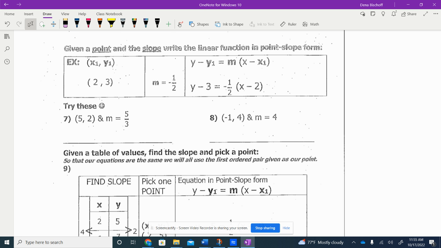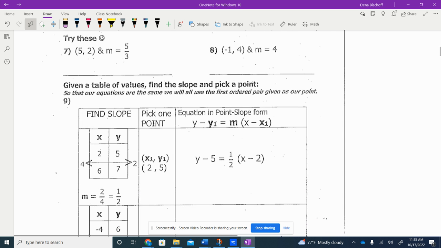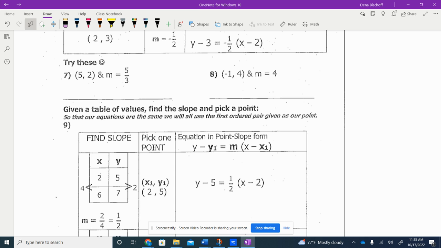You're so funny. Given a point and the slope, write the linear function in point slope form. So we're just going to jump on in. So number 7. Gavin Kane, what's the equation for number 7? Y minus 2 equals 5 thirds times x minus 5. Yes, times the quantity. Yes, sir.